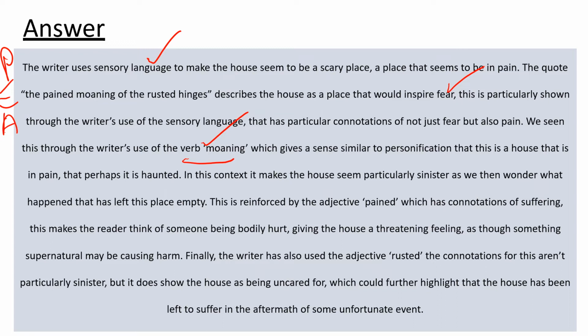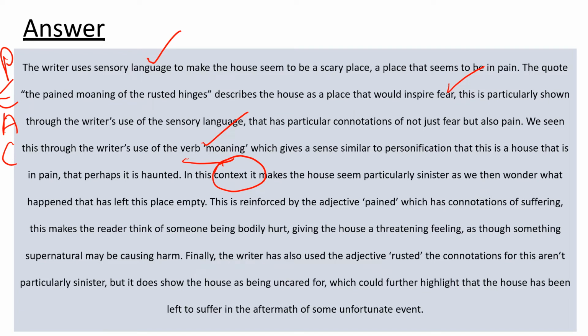Now the next bit, and this is something that I think really gives people a lot more marks, is you talk about how the language works in context. So that is the C. Context is the situation in which it's been used. So in this context, or in this particular situation, it makes the house seem sinister, as we then wonder what has happened and left this place empty. Why is this house being uncared for? Why does it have the rusty hinges?